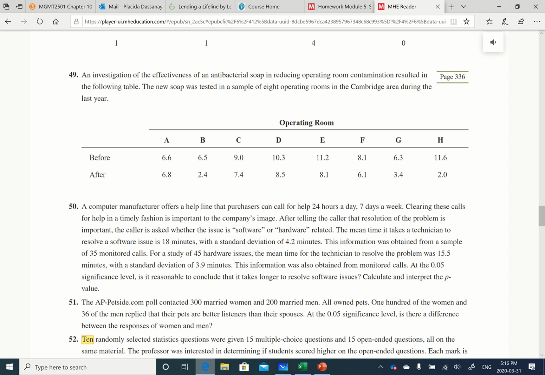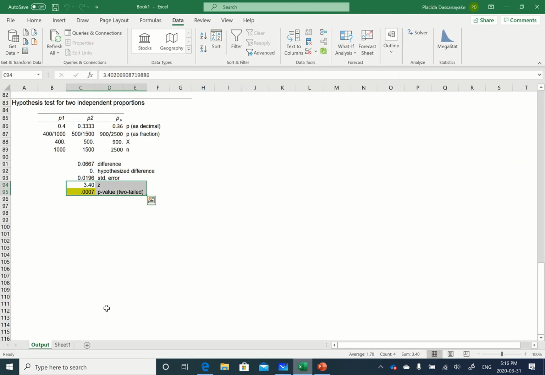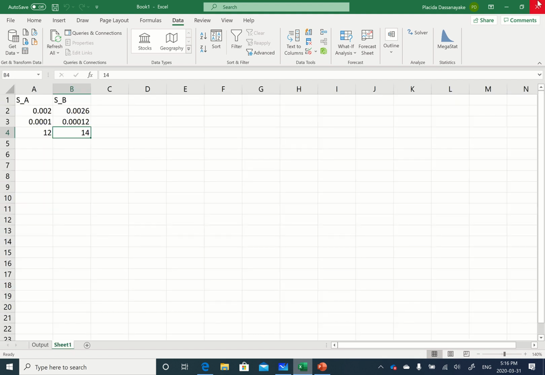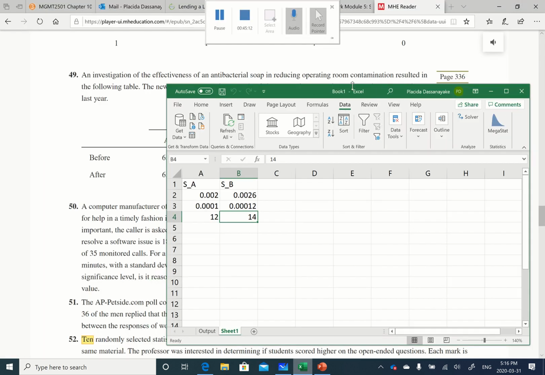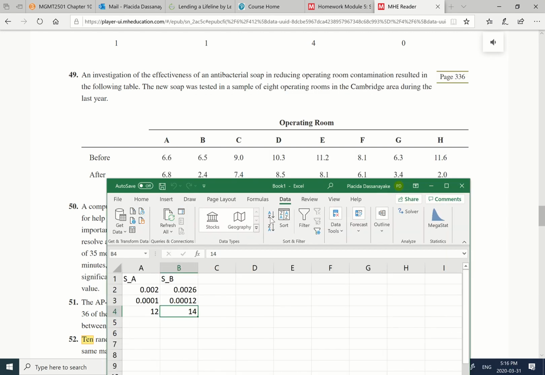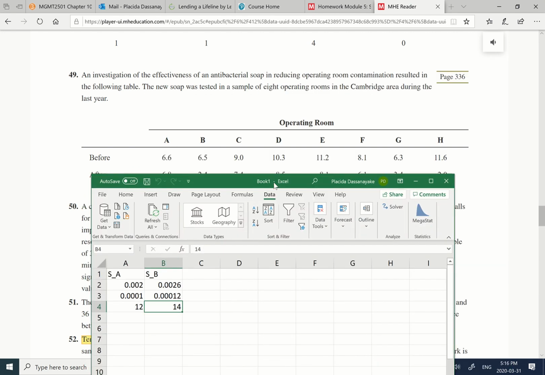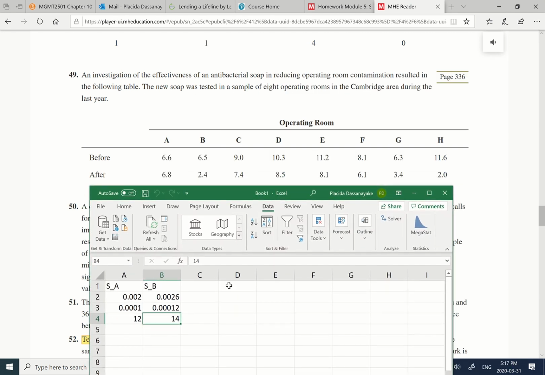Okay, so now the numbers are in a different format. So far we've always had summaries. In this question we don't have a summary, we have the data, so we have to type that data. So first thing I'm going to type the data set, before and after.